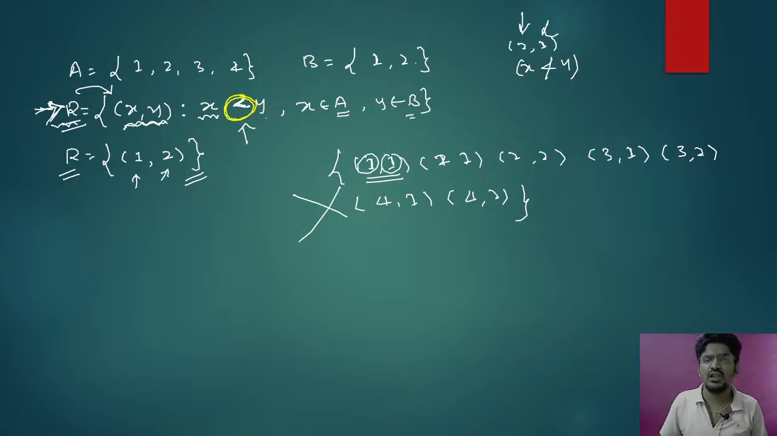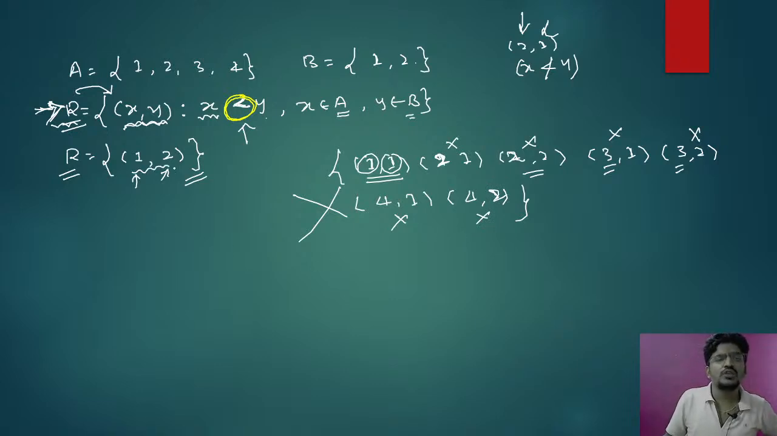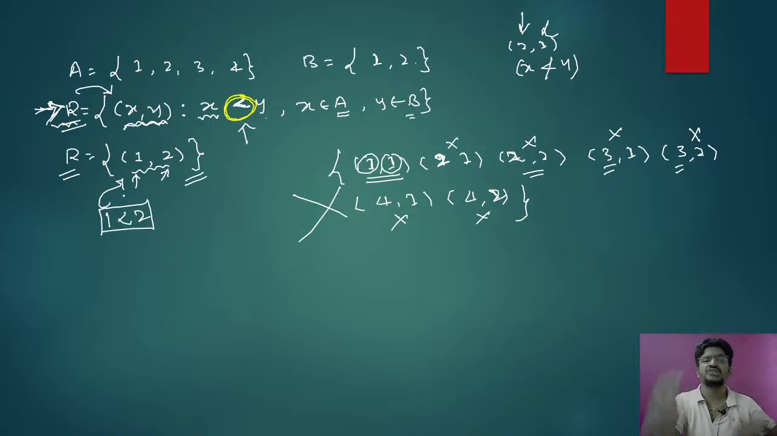Here both are equal. Here the first element is 2, that is greater than 1. It will not come. Here you can see this is (2,2), this also does not come. (3,1), see this is greater. (3,2) also does not come. (4,1) does not come. (4,2) also does not come. Okay, so that's why only (1,2) comes, because 1 is less than 2. So only this ordered pair is present in this relation.